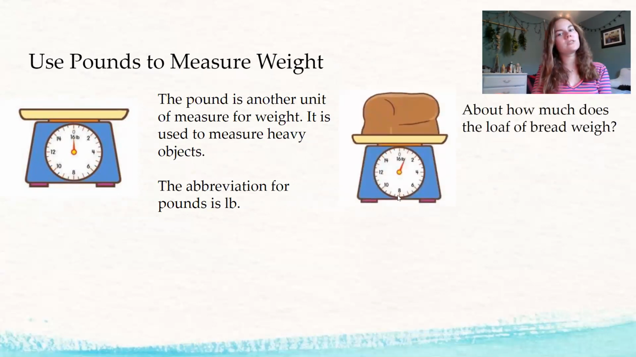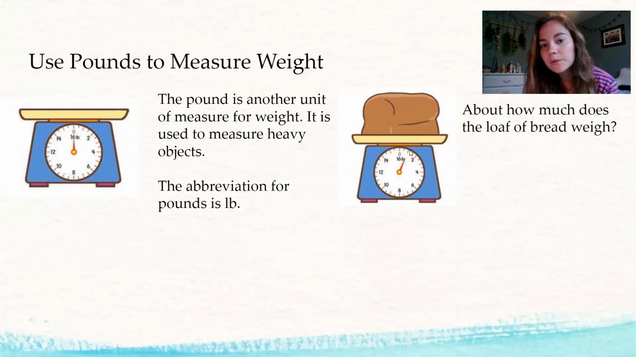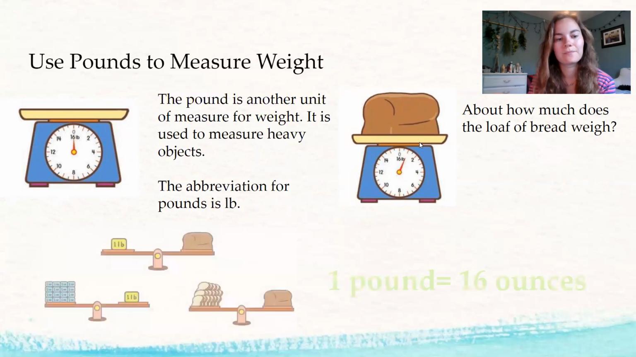Ooh, about how much does this loaf of bread weigh? Let's see, the red line here lines up almost exactly with 1 pound. So 1 loaf of bread is 1 pound.